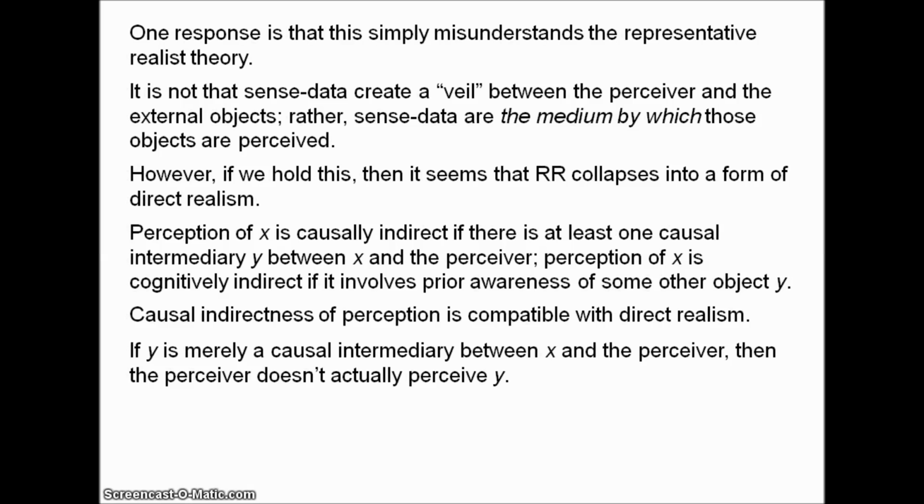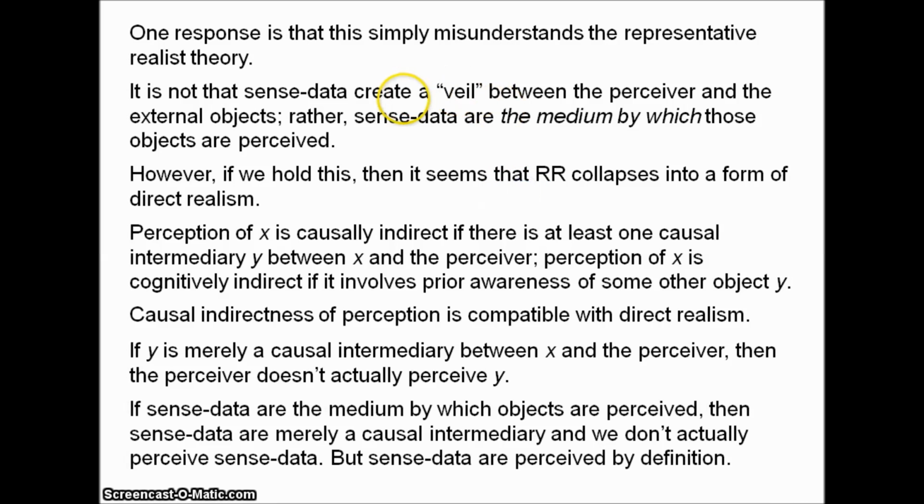Now, if sense data are held to be part of the medium by which objects are perceived, then sense data are merely a causal intermediary, and we don't actually perceive them. But sense data are perceived by definition, so that can't be right. And even if it could be the case that sense data are part of the medium by which objects are perceived, if we don't actually perceive sense data, then we just have direct realism. There seems little point introducing sense data at all if we don't actually perceive them. But as long as we perceive them, as long as we have prior awareness of sense data in order to have awareness of external objects in the world, then the veil of perception problem clearly stands.